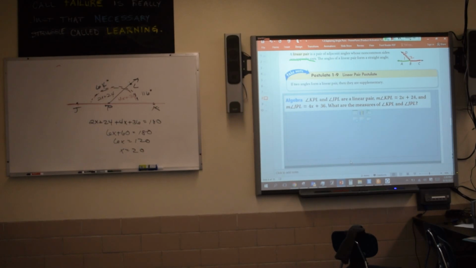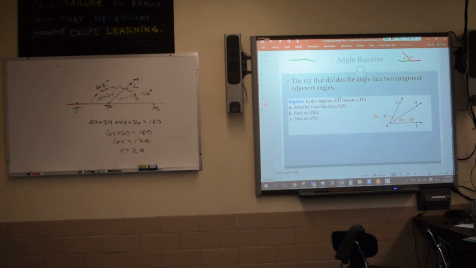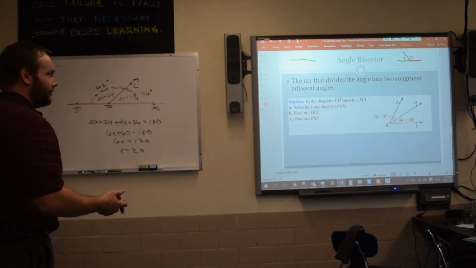The next one, what does bisect mean? Isn't it something that separates a segment? Okay, so we've talked about segment bisectors, right? And it separated a segment into 2 equal parts, correct? Well, that was called a segment bisector. Now we have an angle bisector. So what do you think we're separating here? Angles. An angle into how many parts?